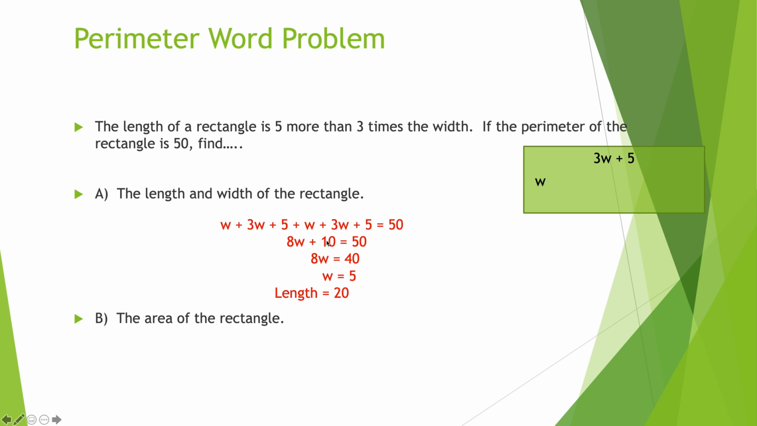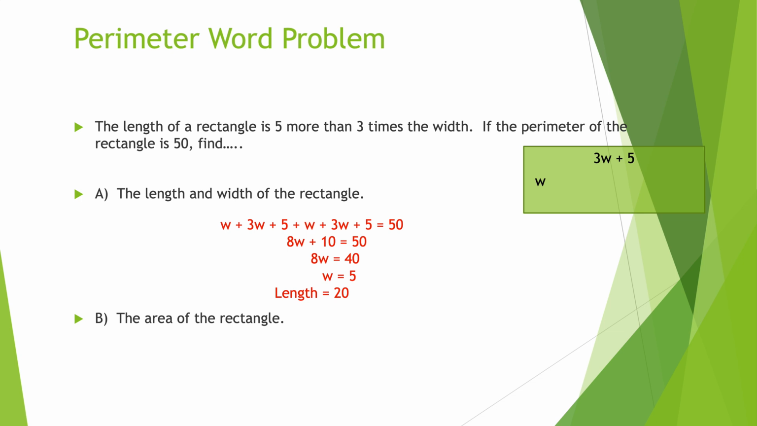Add them all up, I get 50. 1w, 3 w's is 4 w's, another one's 5 w's, another 3 of them are 8 w's. 5 and 5 are positive 10, equals 50. Subtracting the 10, I get 8w is 40. Dividing by the 8, and I get w is 5.